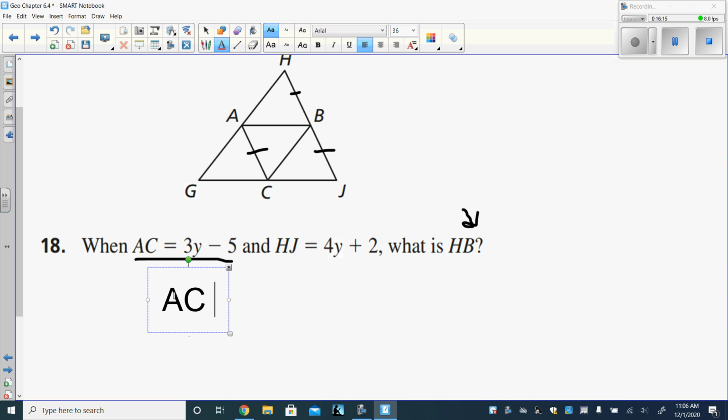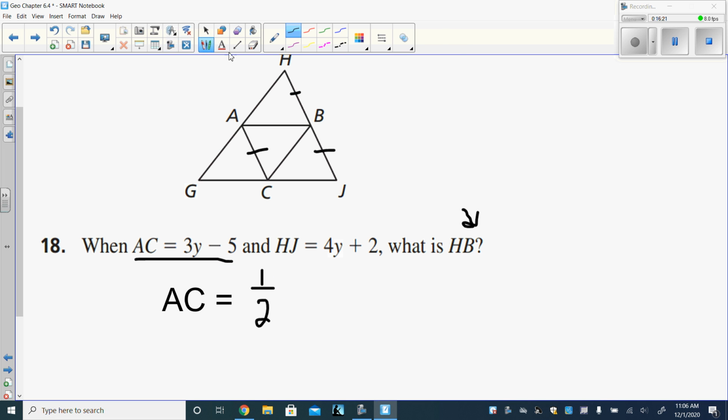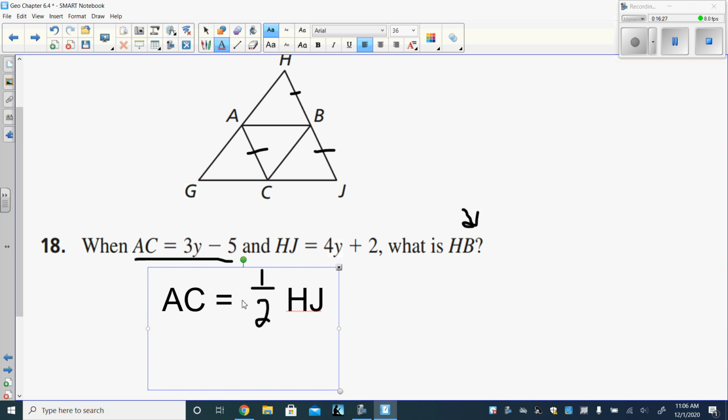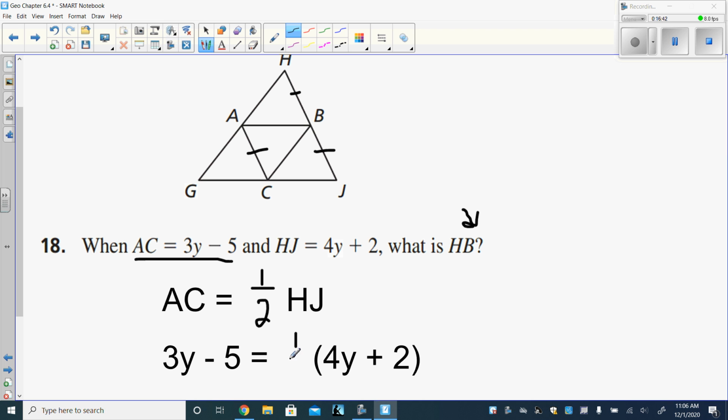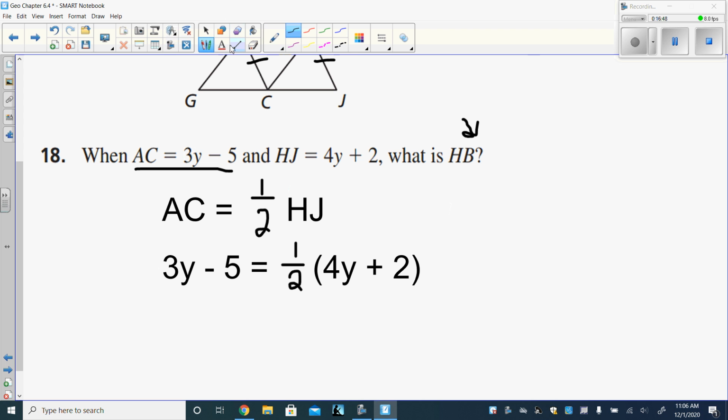And what we know so far is that AC is equal to 1/2 of HJ. So that tells me that 3y minus 5 is equal to 1/2 of 4y plus 2. I'm going to go on and write that in, that 1/2. And what we'll do next is we're going to distribute the 1/2. We're going to multiply it through.